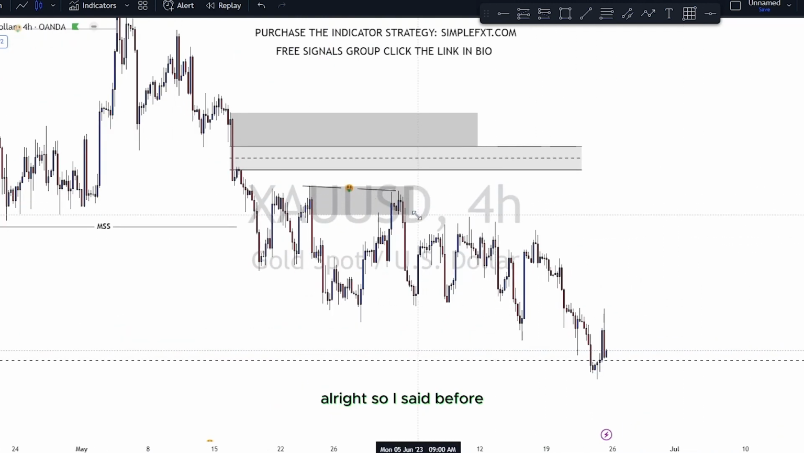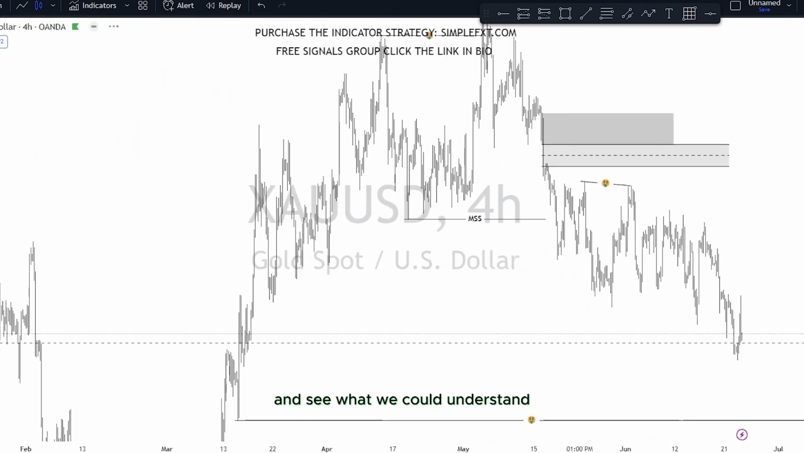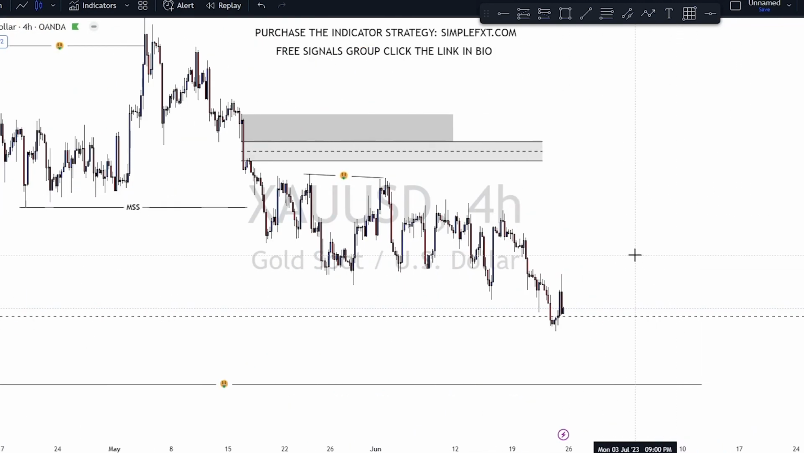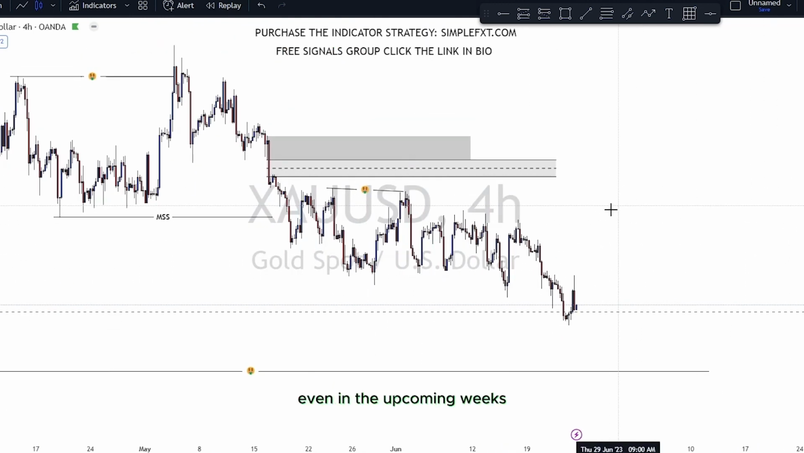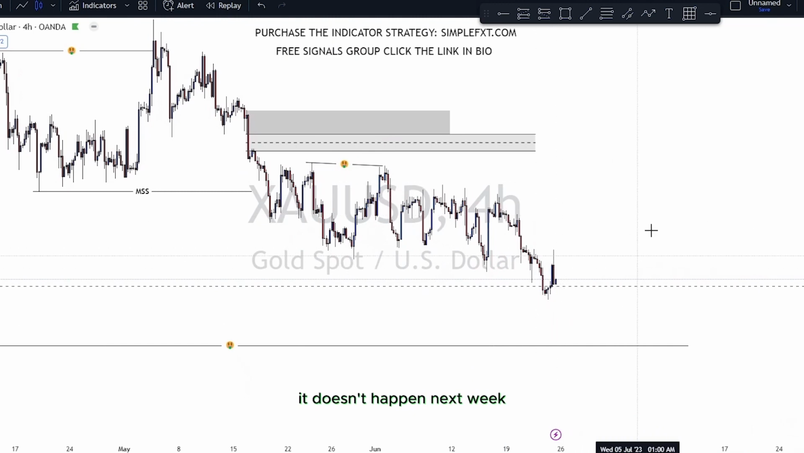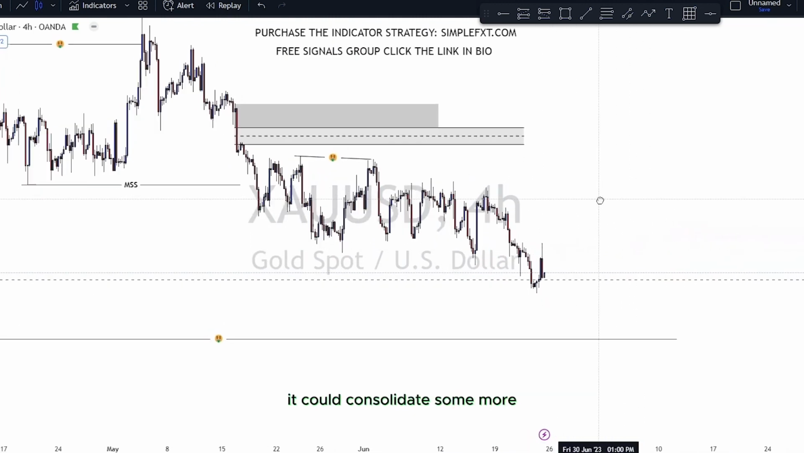All right, so I said before, that was just an example. So let's get back to analyzing and see what we could understand about what might happen next week, or even in the upcoming weeks. It doesn't have to happen next week because you already know it could consolidate some more.